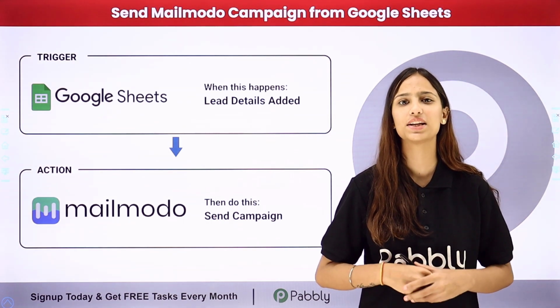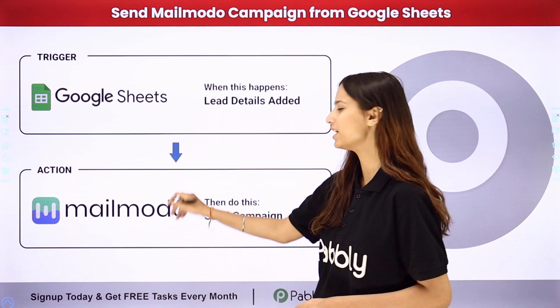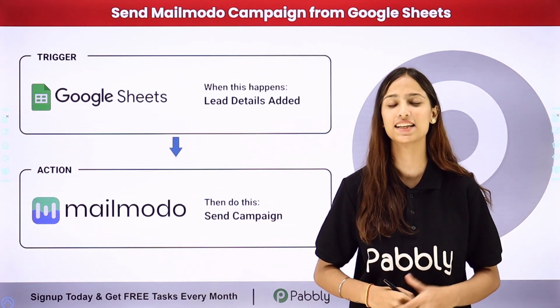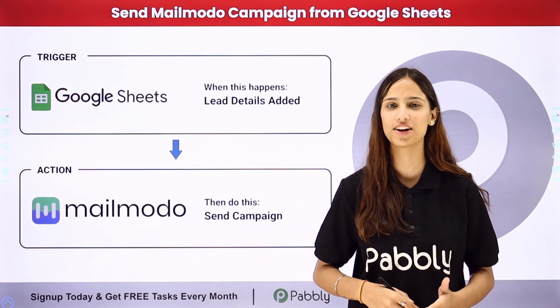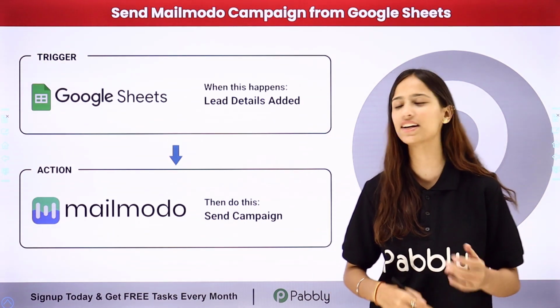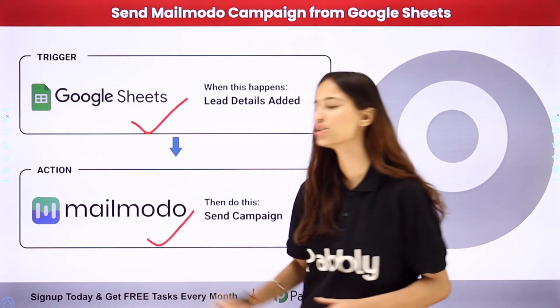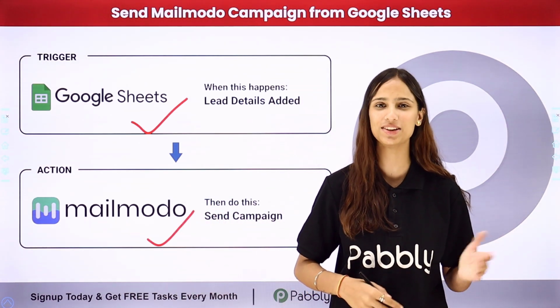So now to do this I need to set up a connection between these two applications, for which I'm going to use this amazing automation software, that is Pabbly Connect. So Pabbly Connect follows the concept of trigger and action. So here to do this, my trigger application will be Google Sheets and my action application will be Mailmodo. So if you want to learn more about this, follow me through the screen.